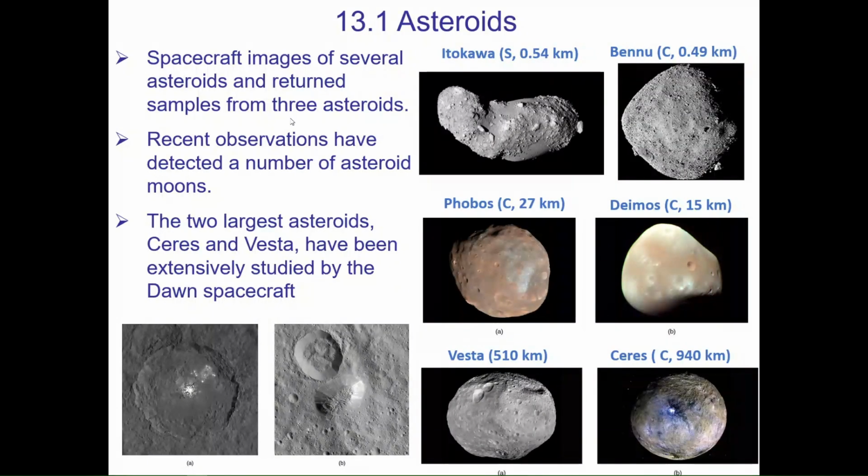The first asteroid sample return mission happened in 2003. It was Japan's Hayabusa 1 mission. It visited a very small asteroid called Itokawa, which is a stony S-type asteroid with a diameter of just a little over half a kilometer across.